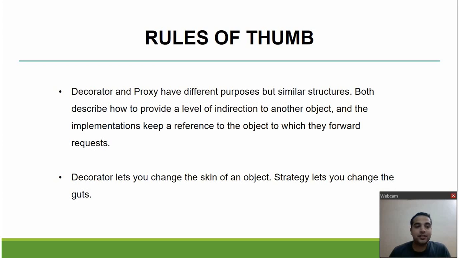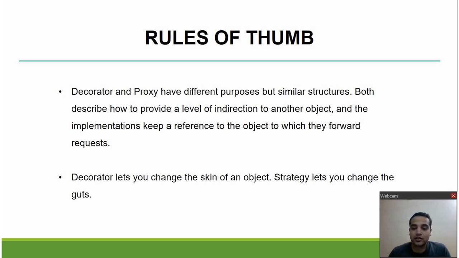Then next comparison is between decorator and proxy. They both have different purposes, but the structure is quite similar. Both describe how to provide a level of indirection to another object, and the implementations keep a reference to the object to which they forward requests.